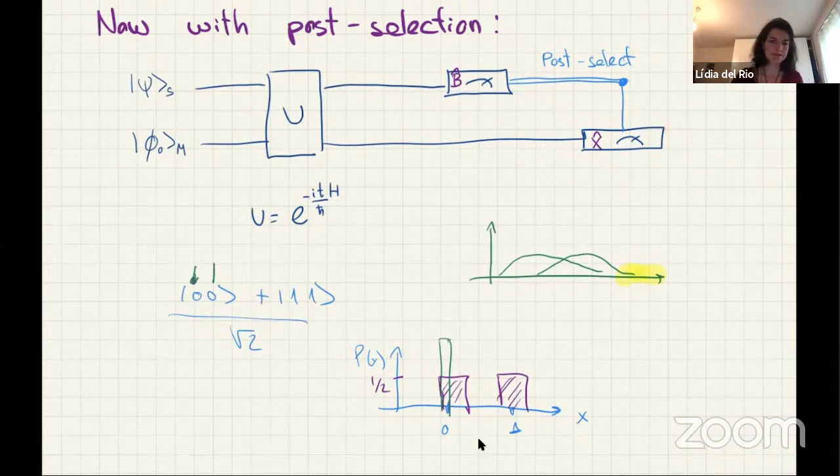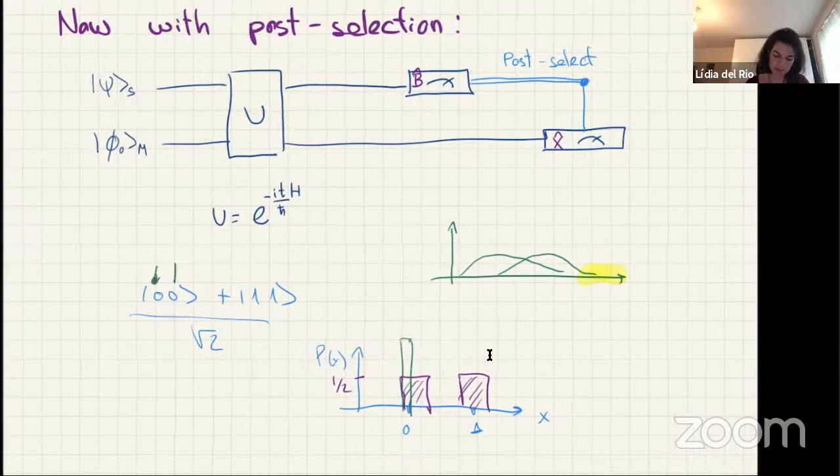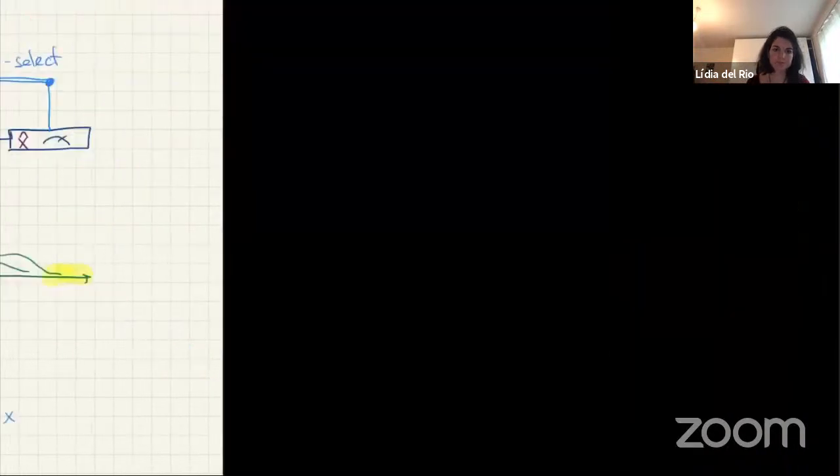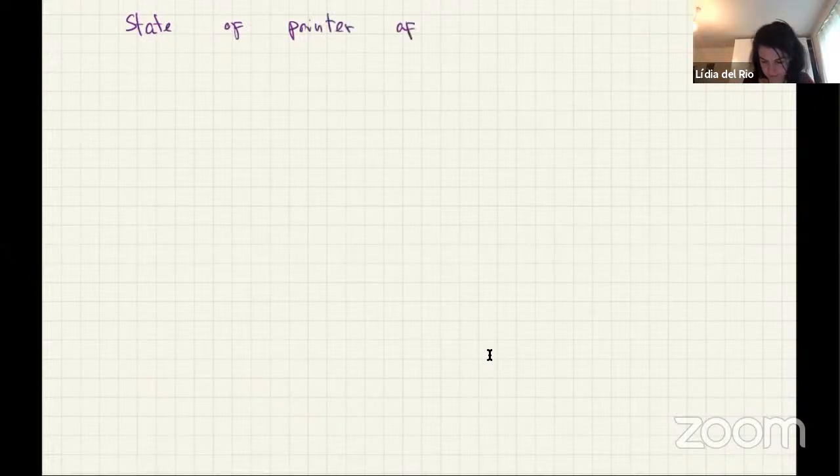Okay. So now let's just see what the state of the pointer is after the measurement with post-selection. And I warn you now that we'll not go through all the calculations explicitly. I leave some for the tutorials. Okay, so what's the state of the pointer after post-selection?